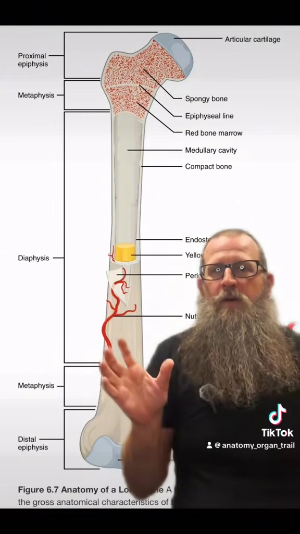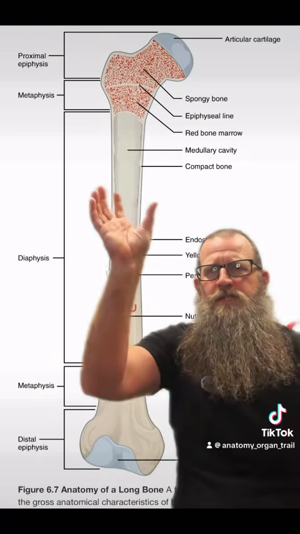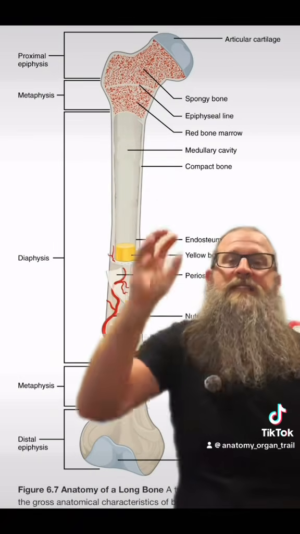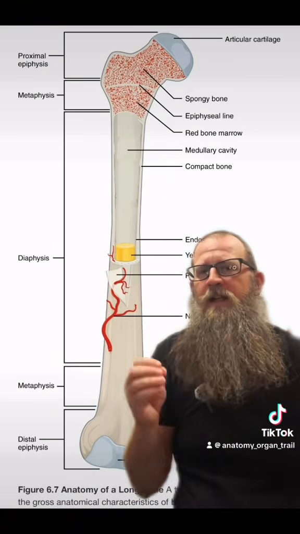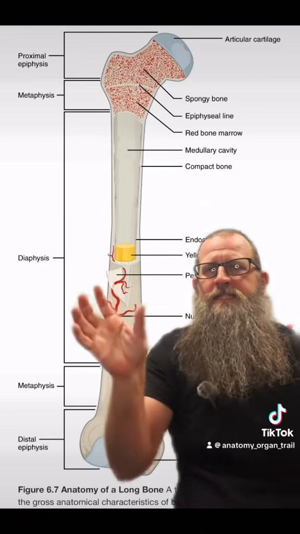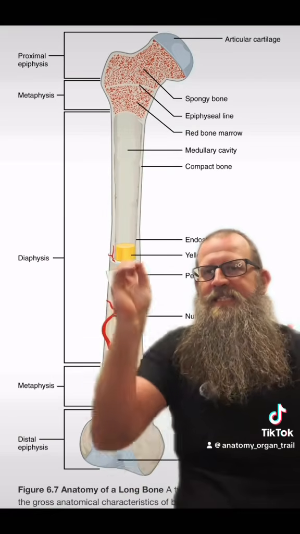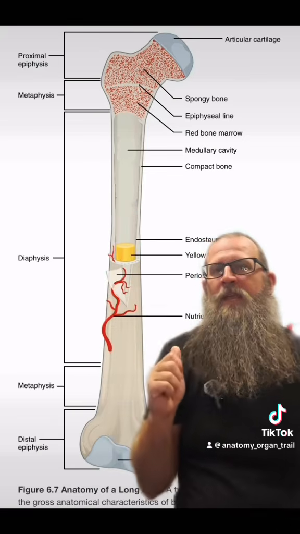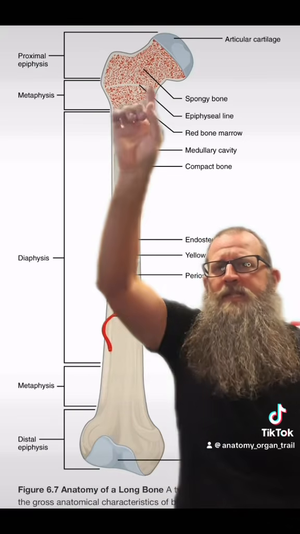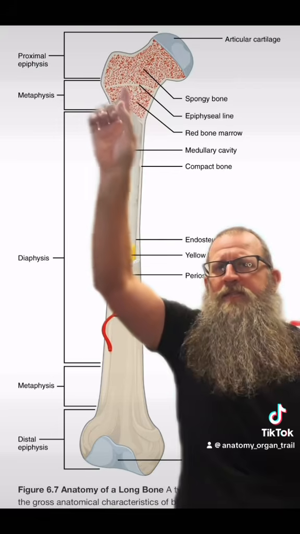Now your long bone has multiple parts to it that we break down based off of where it's at, where it sort of grows and develops. Now the long part that we consider the shaft of the bone, this is known as the diaphysis. This is the diaphysis of the bone. Okay. Now up here we see something known as the epiphyseal line.